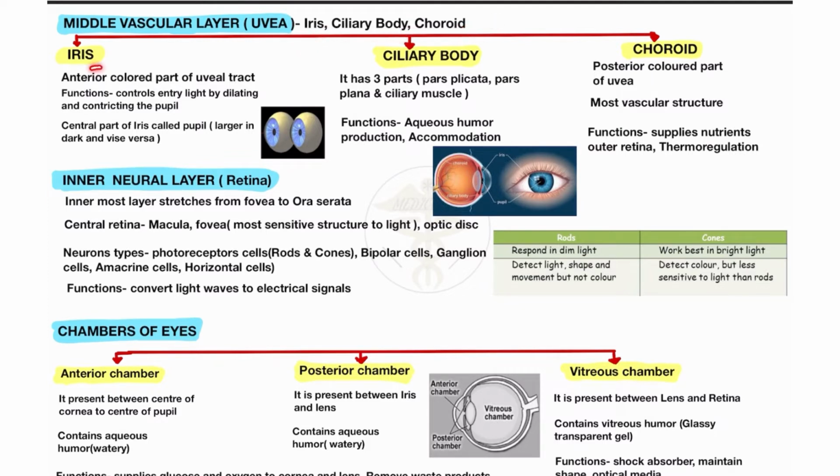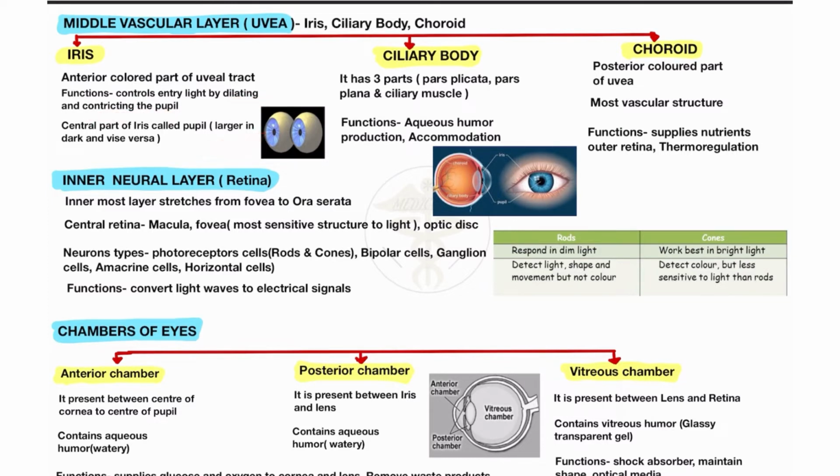First of all, I will discuss the iris. The iris is the anterior colored part of the uveal tract. Here this blue color appearance is called iris, and the center of this blue color, which is blackish, is called pupil. Here you also see this bluish color is called iris and the center of this is called pupil. The function of the iris is that it controls the entry of light by dilating and contracting the pupil.